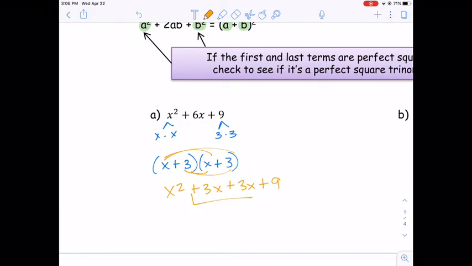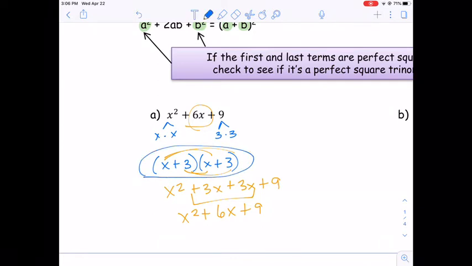Notice those two middle terms add up to 6x. That's what I want in the middle. So it does work. X squared plus 6x plus 9 takes me back to where I started. So my factored form of the expression is x plus 3 times x plus 3, which I could also write as x plus 3, that whole quantity squared.